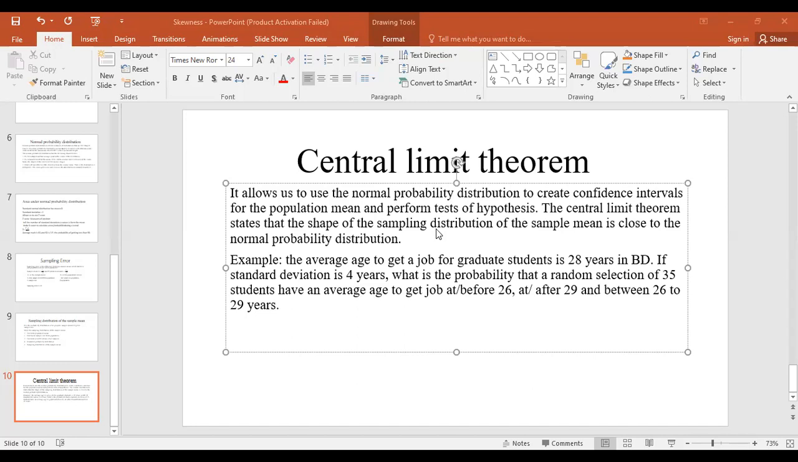The central limit theorem states that the shape of the sampling distribution of the sample mean is close to the normal probability distribution. That means whenever you have any population, it will have a mean, and the mean of the sampling distribution will be close or equal to the mean of the population. So we can go for a practical example here.